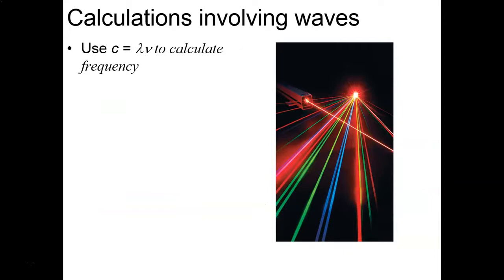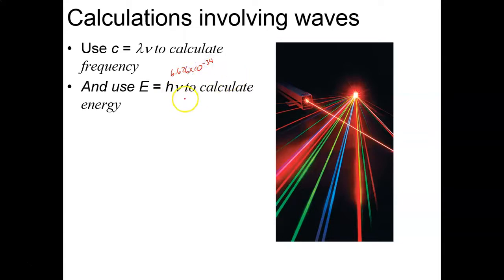All right, calculation involving waves. So you use c equals lambda v to calculate frequency or wavelength. Really doesn't matter which one. Use E to calculate the energy. And the way you calculate the energy, you need the frequency. So if you multiply Planck's constant, which is 6.626 times 10 to the negative 34, we're going to ignore the units for now, times the frequency, you can actually get the energy.